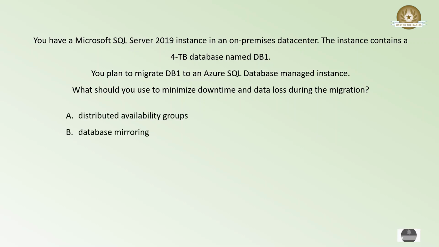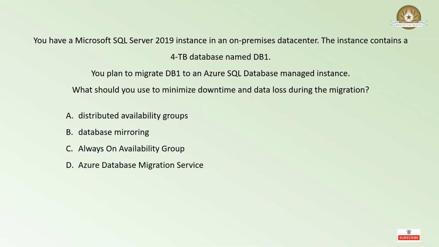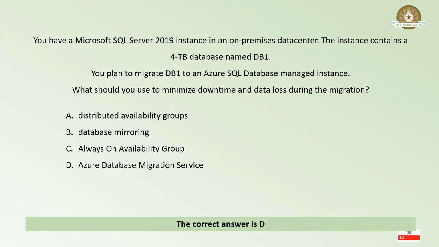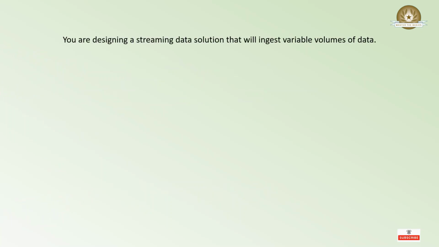A. Distributed availability groups. B. Database mirroring. C. Always On availability group. D. Azure Database Migration Service. The correct answer is D. Azure Database Migration Service.